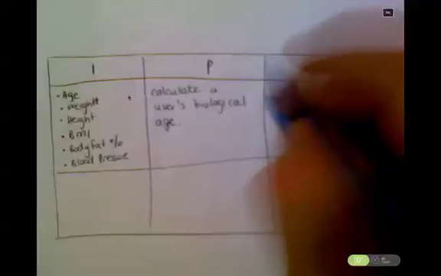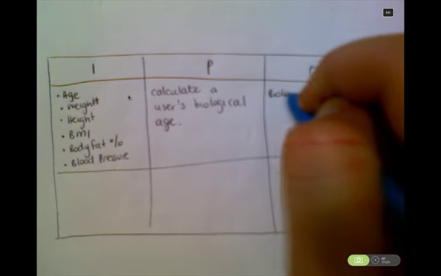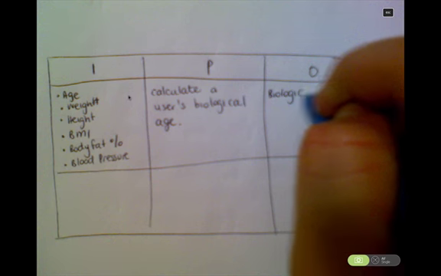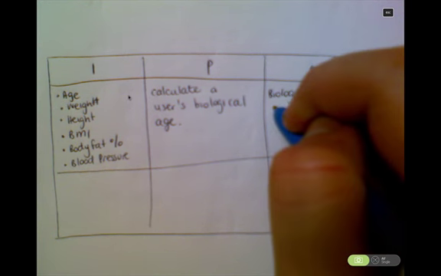My output would be a person's biological age.